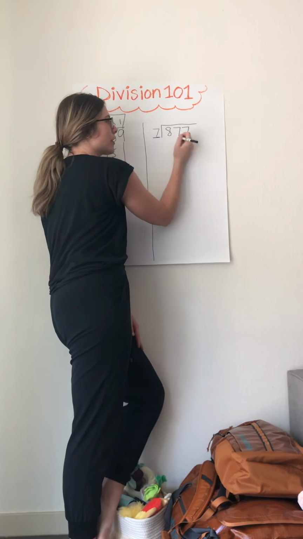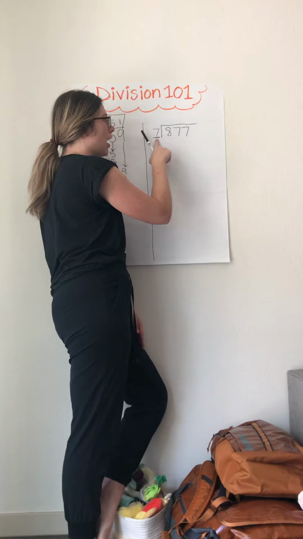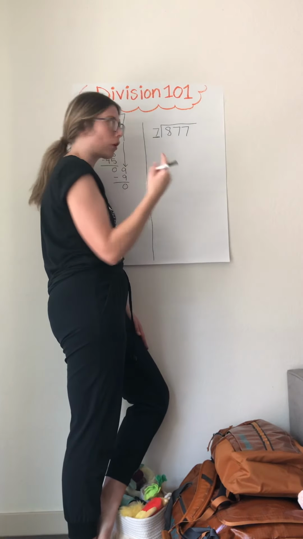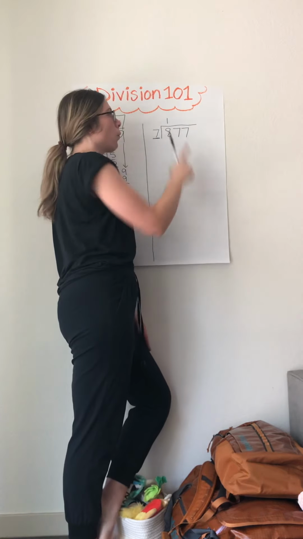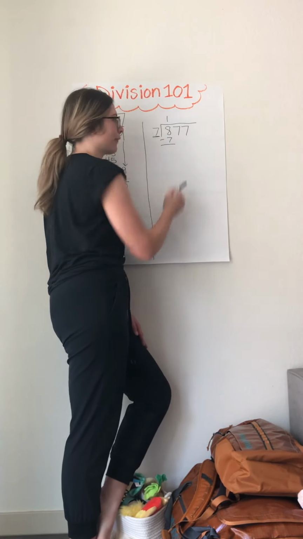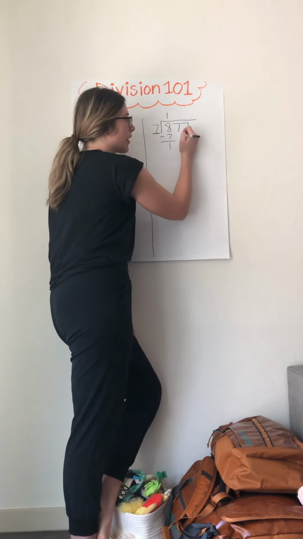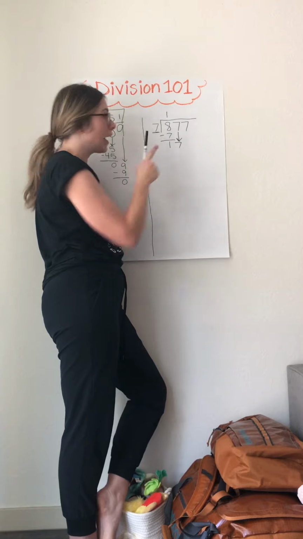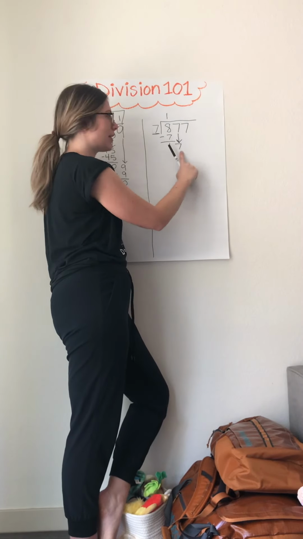Again, divisor, dividend. I think, how many 7s go into 8? Well, 1 7 goes into 8. 1 times 7 is 7. So I subtract 7, and I have 1 remaining. I then bring down my next number, which is a 7.